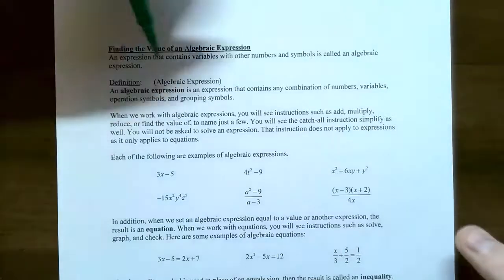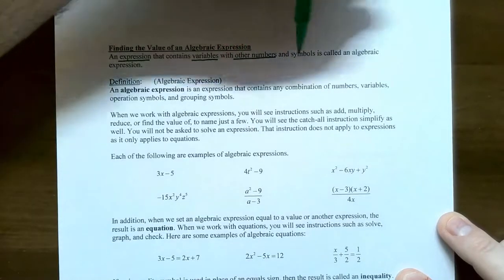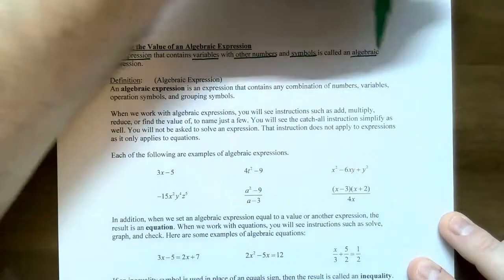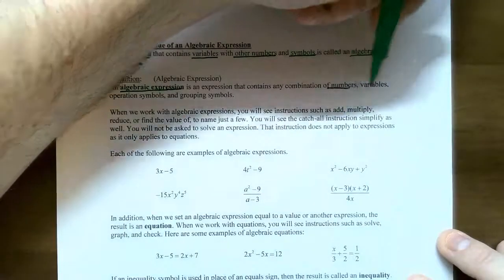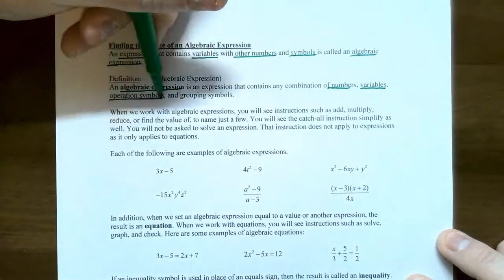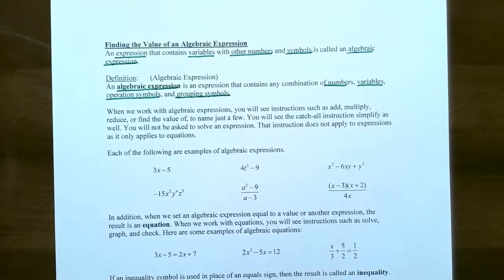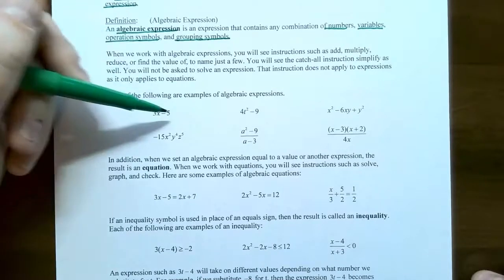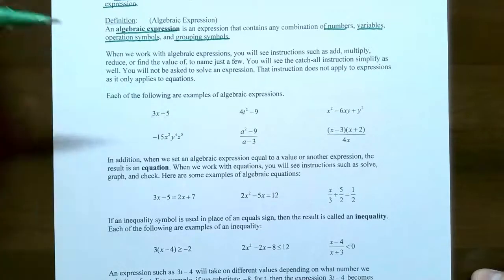So any expression that contains variables along with numbers and operations or symbols is called an algebraic expression. So an algebraic expression is a combination of numbers, variables, operation symbols, and potentially grouping symbols as well. So anytime that you're working with algebraic expressions, make sure you are using the order of operations. So each of these are examples of algebraic expressions. 3x subtract 5. Notice that there's no equal sign, it's just 3x minus 5. You have numbers, operations, and a variable.